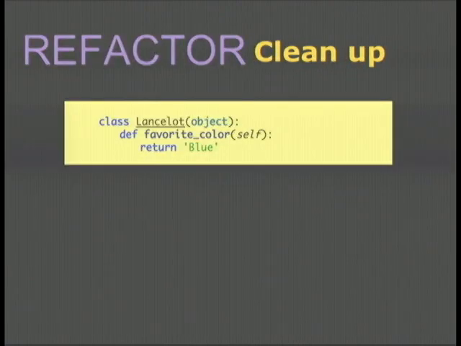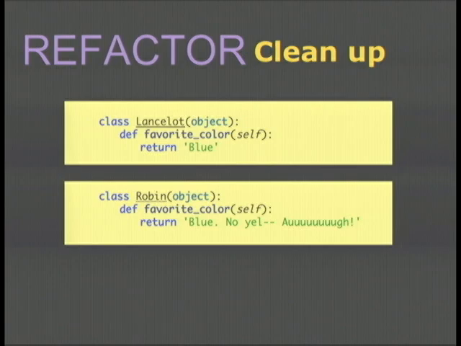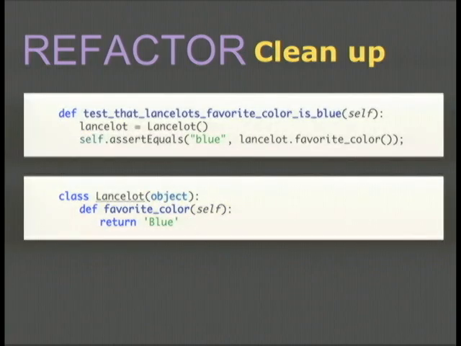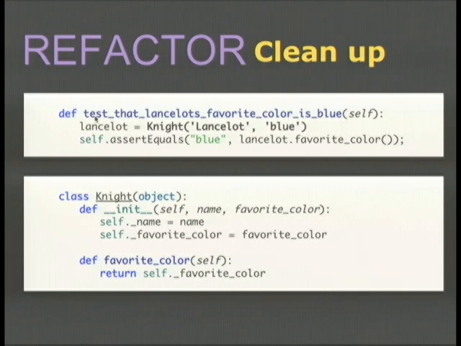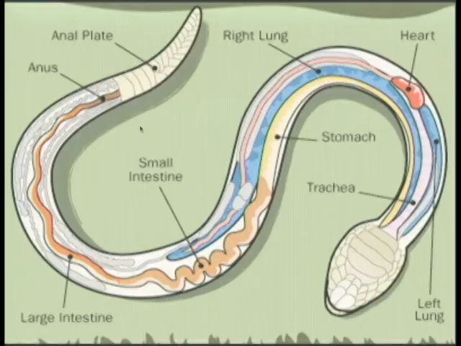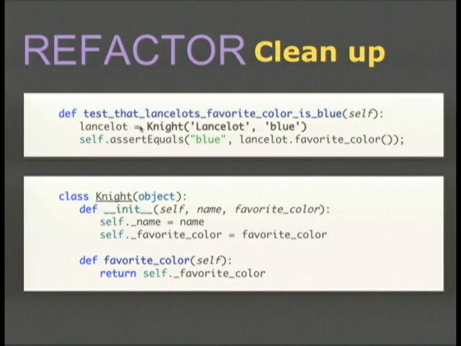And finally, clean it up. I've actually got two characters that have pretty much the same kind of code, Lancelot and Robin. Robin's favorite color, of course, is blue. No, yellow. Which really only makes sense if you've seen the film. So I might decide to refactor that so they're using the same class. I'll get rid of the Lancelot class, get rid of the Robin class, and refactor it until I have this Knight class. And I'll basically get that test passing again with that example.